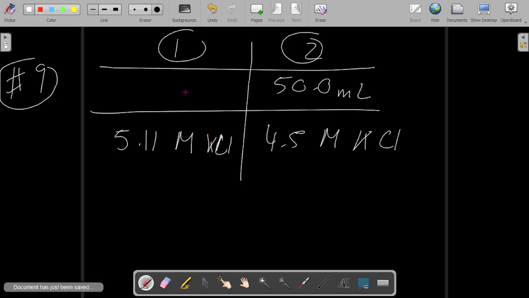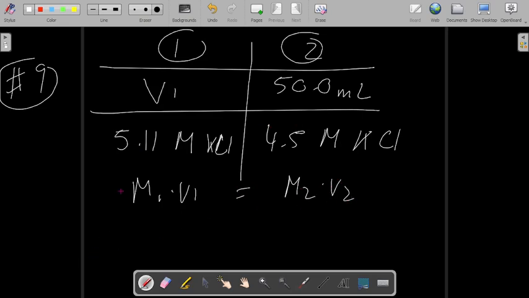What can you do? Well, you're going to have to add something. You're going to have to add some kind of volume right here to decrease that molarity. You start with 5.11, but you want to end with 4.5. So you have increased the volume. What volume? Let's calculate it. M1 times V1 needs to equal M2 times V2.